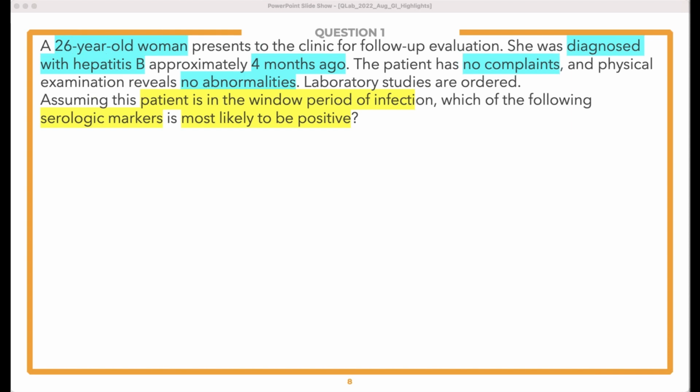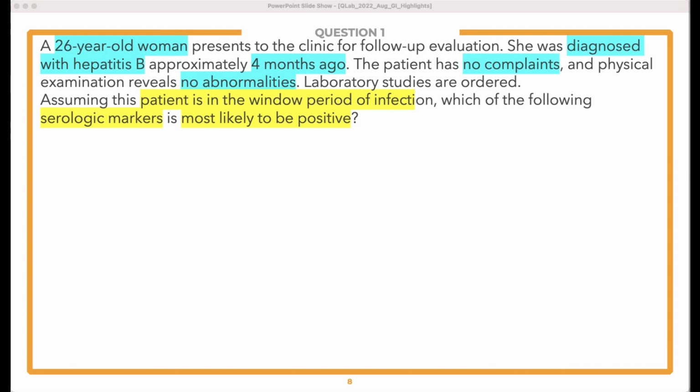Now in this case, we know what the question is asking as we read that lead-in first. So you want to make sure that you're picking up on those clues in the vignette that could potentially tie into that question. So, she was diagnosed with hepatitis B 4 months ago. We're told that she doesn't have any complaints or any abnormalities on exam.